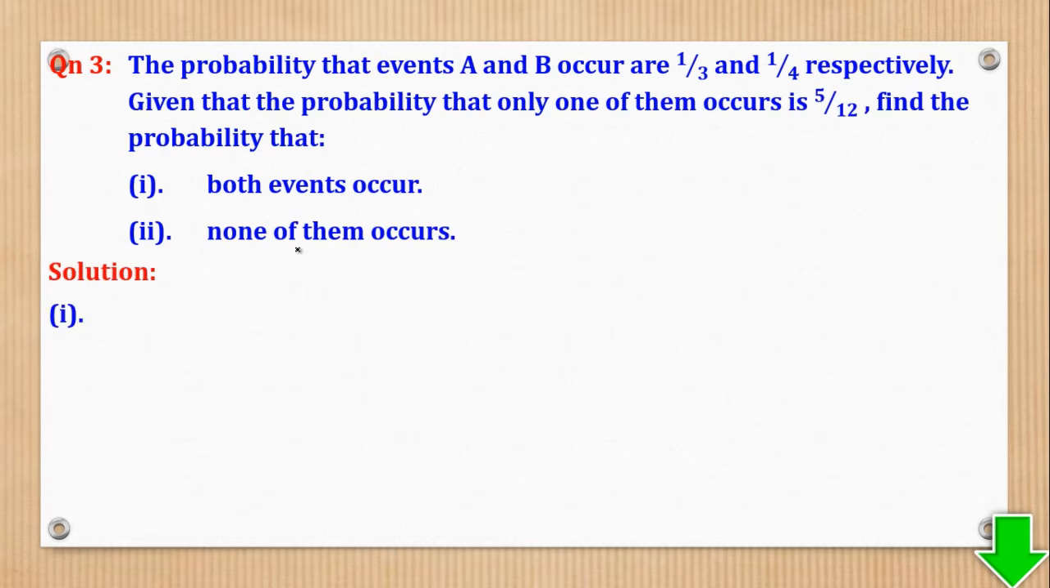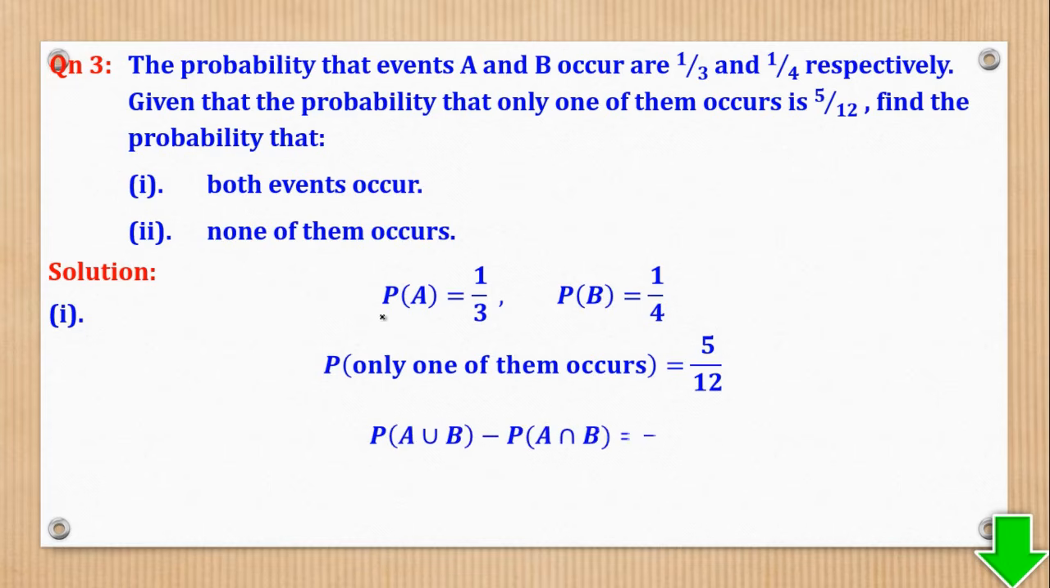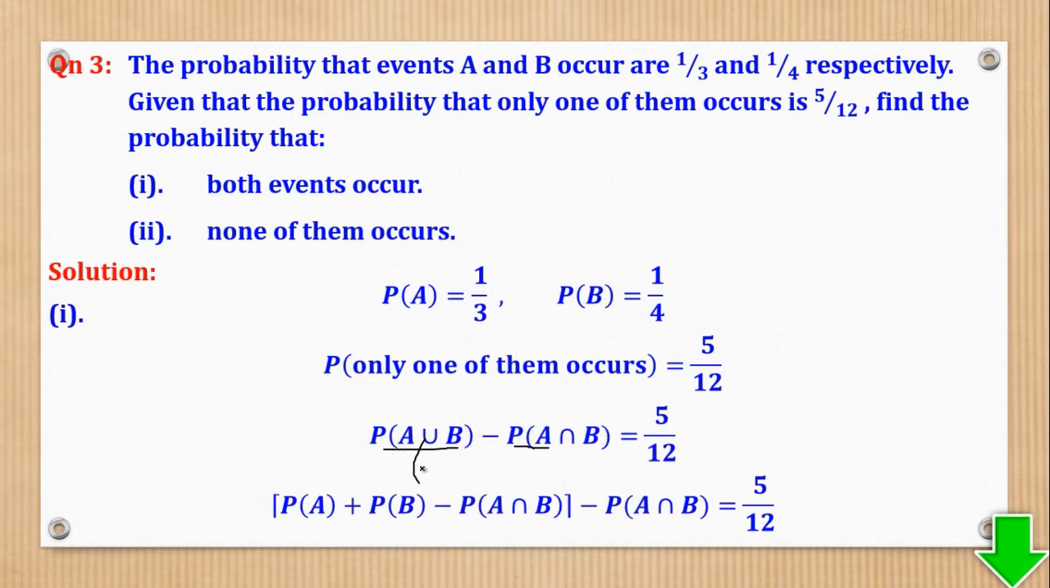So first of all, we know that probability of A is a third and probability of B is a quarter. Then probability that only one of them occurs is 5 over 12. Now only one of them means either A only or B only, but not both. Therefore still be the same, union minus intersection. Then I expand my union to come up with that. The next is to simplify and then substitute.